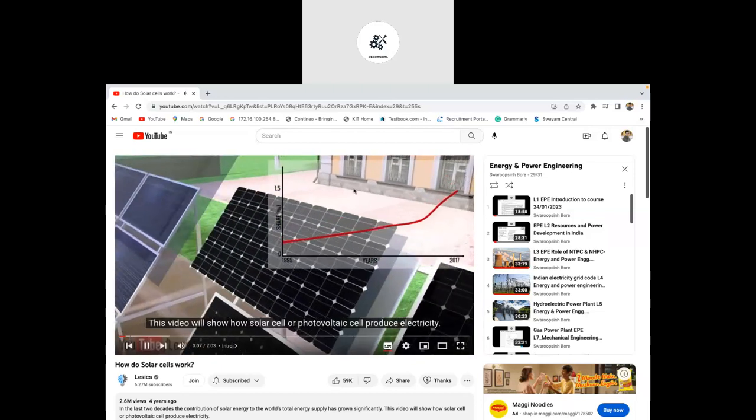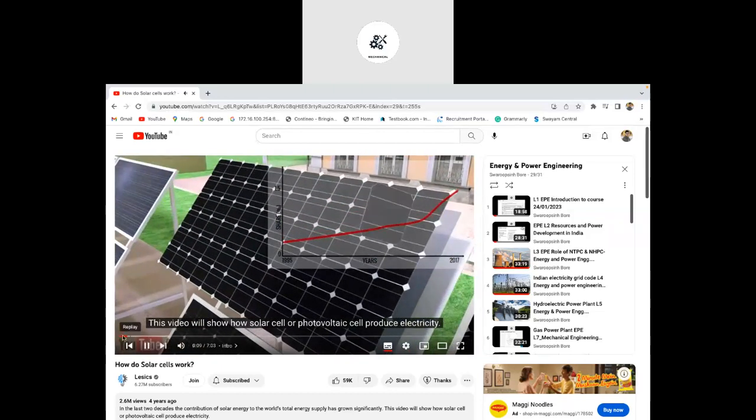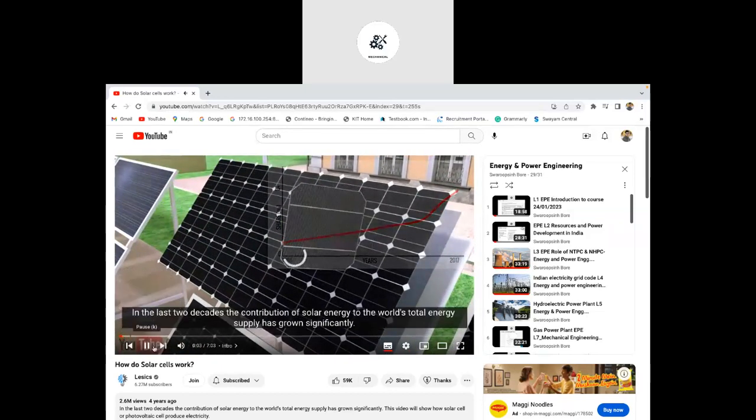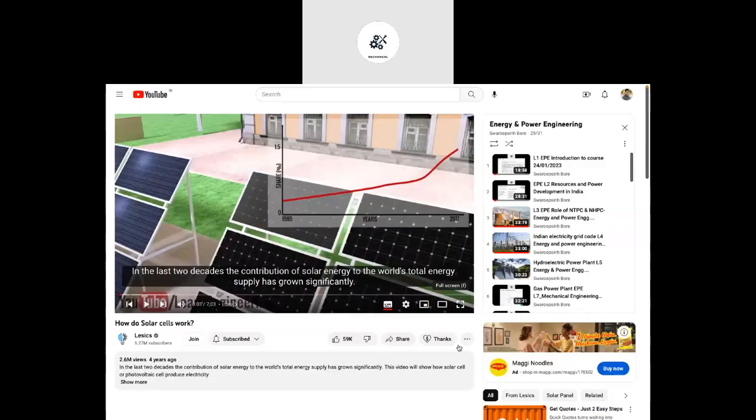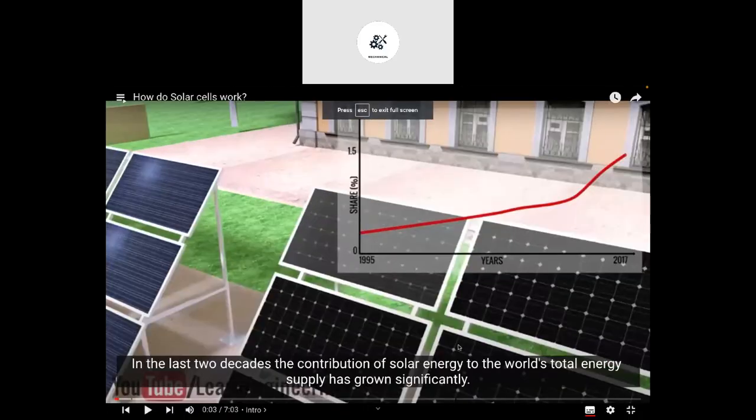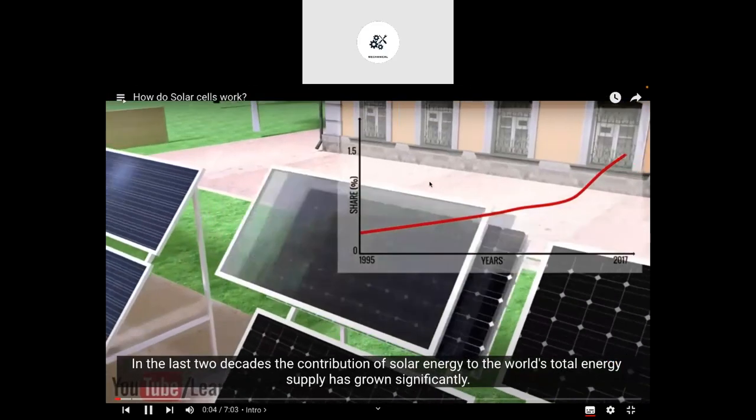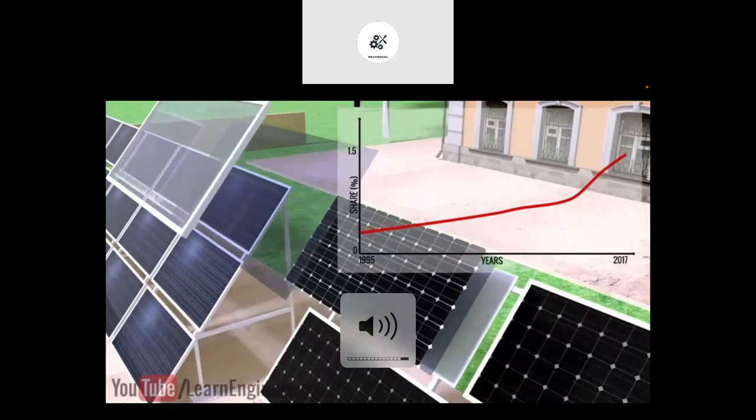The share of solar energy in the world's total energy supply has grown significantly. This video will show how a solar cell or photovoltaic cell works. You will understand the working and construction, how solar PV cells are manufactured, and why it is very difficult. I will just play this video.